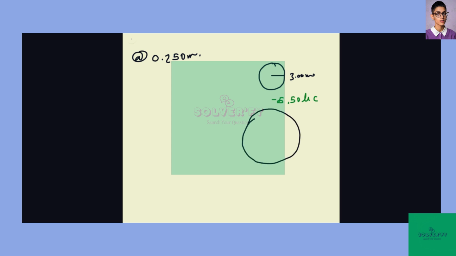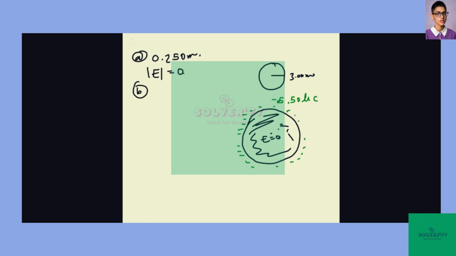Because this is a metal sphere, all of its charge will be residing on the surface. And because it's a metal, the field inside would be 0. Hence, inside, for any distance less than 3 meters from the center, the field will be 0 in this whole region. So 0.250 meters is inside the sphere, and hence electric field will be 0.